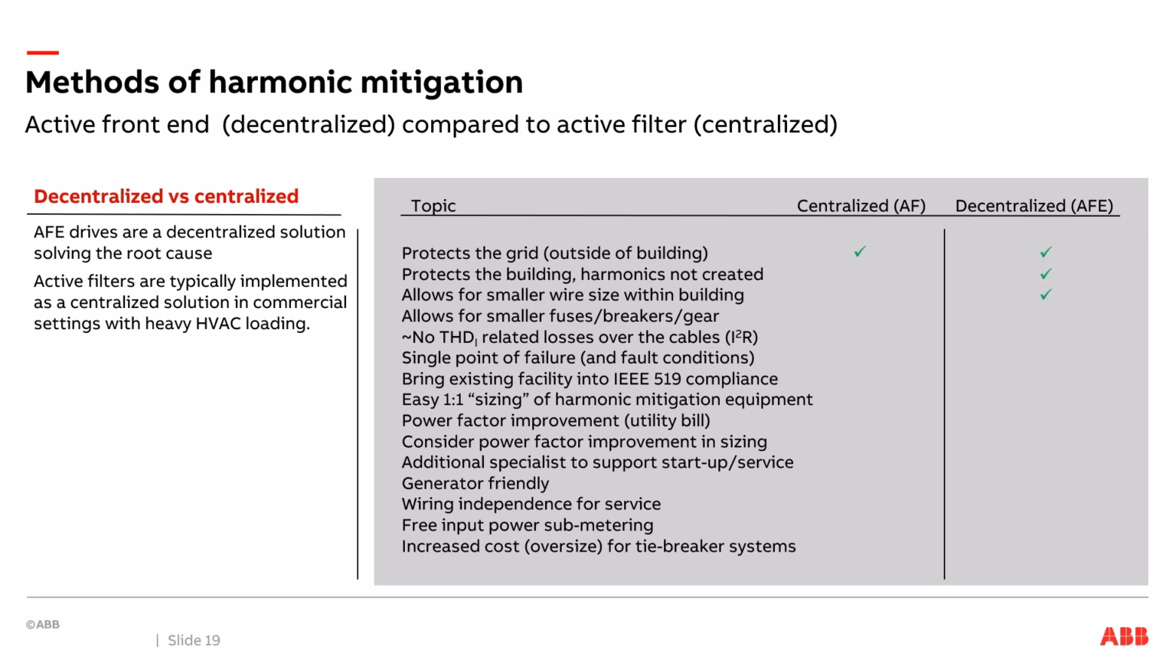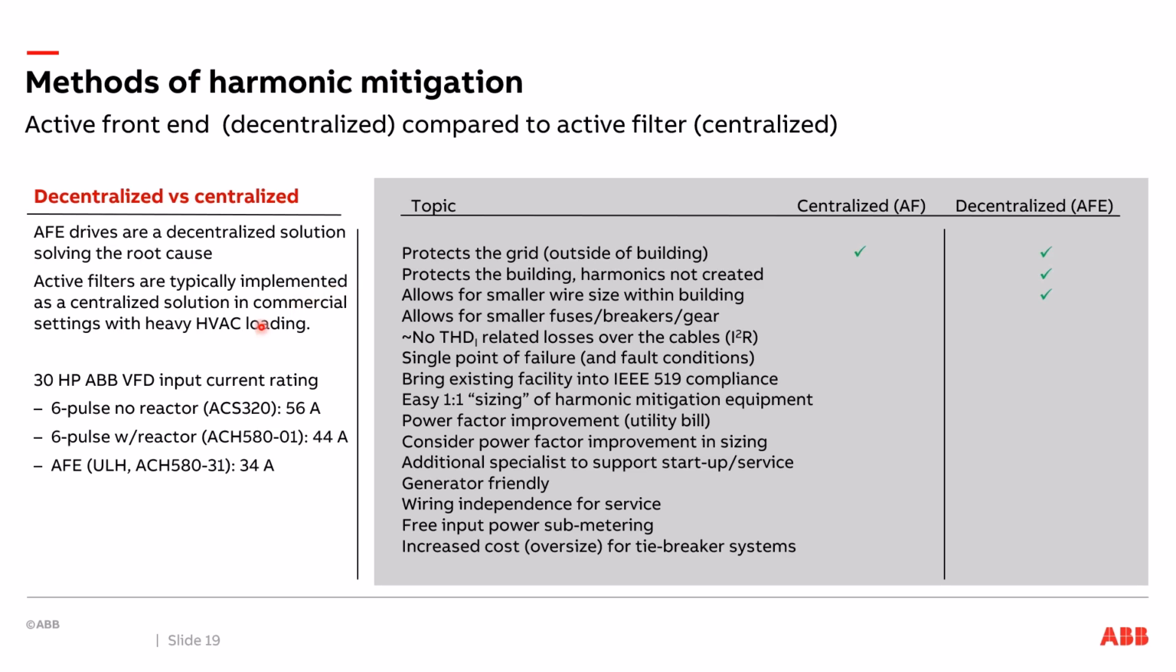Now let's take a look at wire sizing, and we haven't talked a whole lot about that, so I'm going to look at an example here off to the left. I've taken a look at 3 different ABB drives, just taking data straight from a manual, so nothing that I'm making up here. A 30 horsepower 480 volt drive, the 6-pulse version, has an input current rating of 56 amps. When I add a reactor in front of it, so it becomes their ACH 580 drive with DC bus choke, that's 44 amps. And then the active front end drive, the ACH 580-31 ULH drive, ultra low harmonic drive, has a 34 amp input current rating.